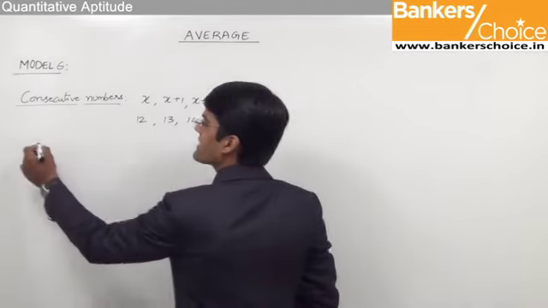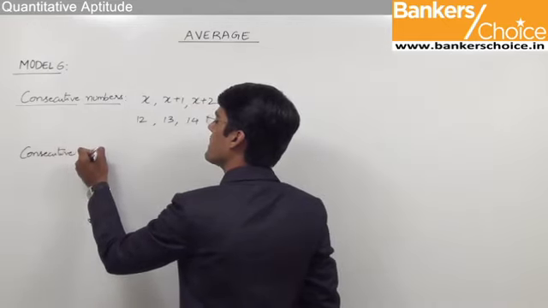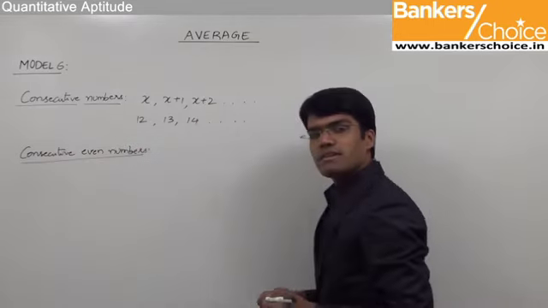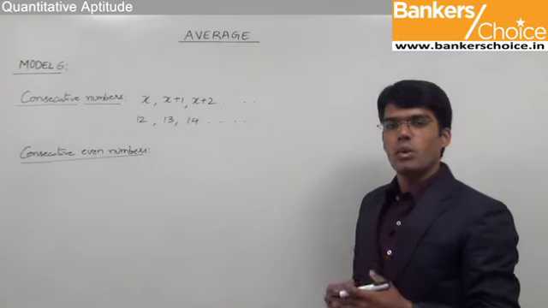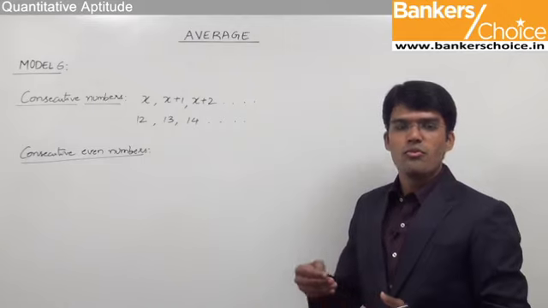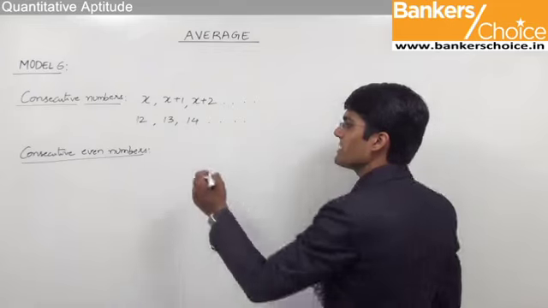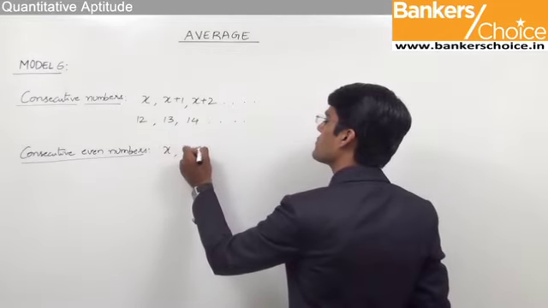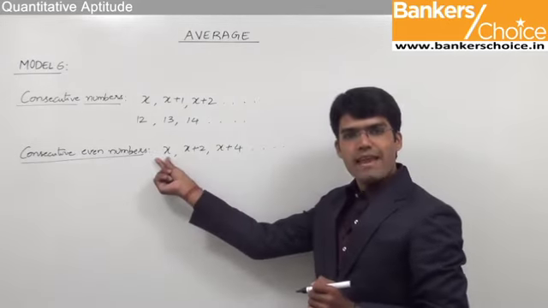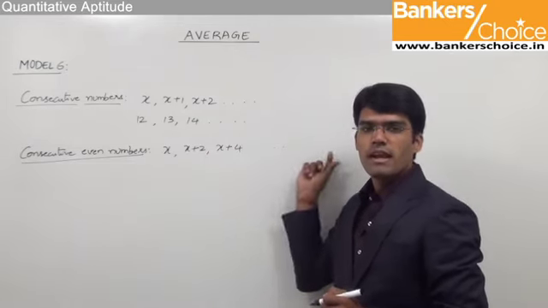Similarly, we have something called consecutive even numbers. Consecutive even numbers are nothing but the numbers which are even and come one after the other in succession. For example, 2, 4, 6, 8 and so on are consecutive even numbers, and these numbers can be represented as x, x plus 2, x plus 4 and so on. That is, if the first even number is x, then the next one will be x plus 2, the third one will be x plus 4 and so on.